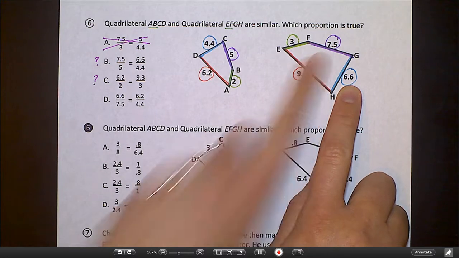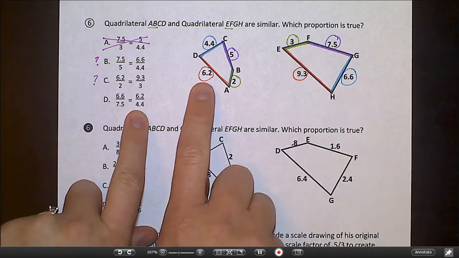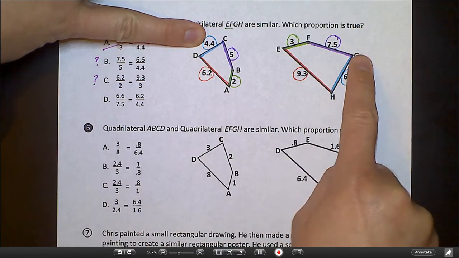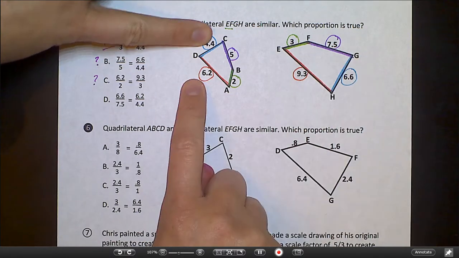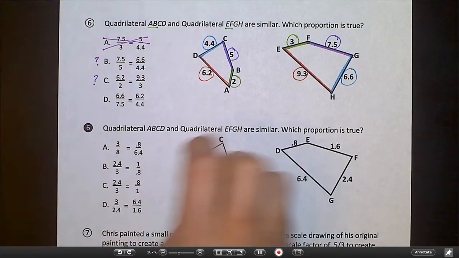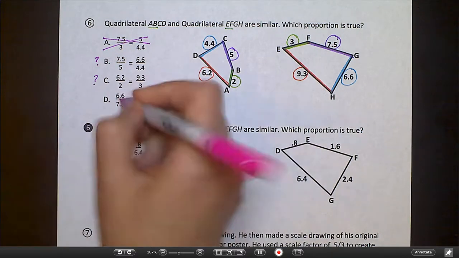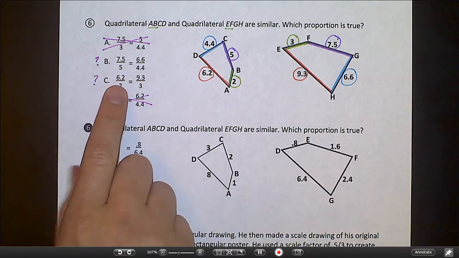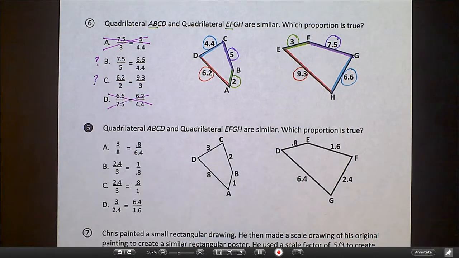And then here we have 6.2, orange over blue. Well, we cannot have blue over purple equal to orange over blue. That's not consistent. It has to be the same on both sides. So that one's gone. So let's look back at B and C.